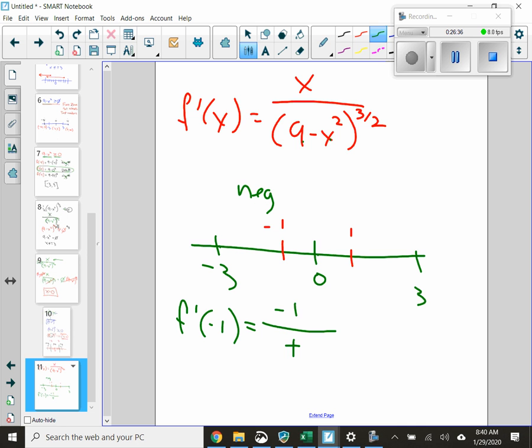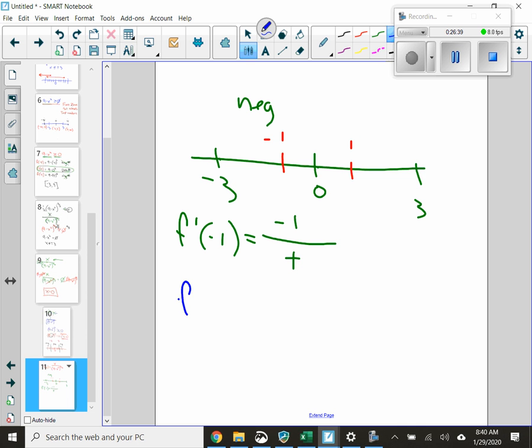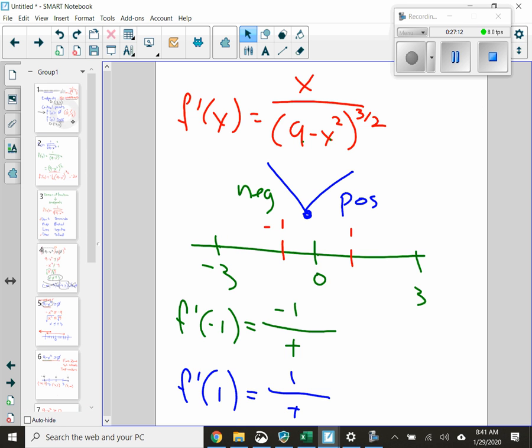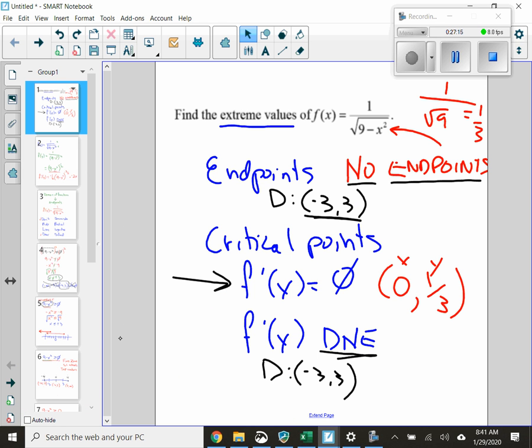If I do f prime of +1, then my numerator here, let's go back up here. The x is going to be a +1. My denominator is going to be the same 8 to the 3/2, which is going to be a positive number. So this is going to be a positive slope. So I'm going to have a negative slope to a positive slope. It means that that point at 0 is a minimum. So back here to my main page, I'm going to write this as a minimum.